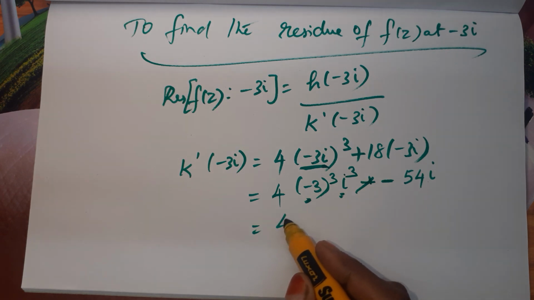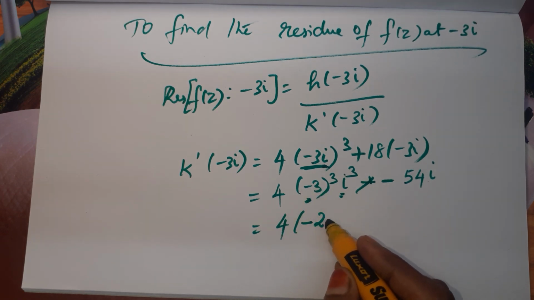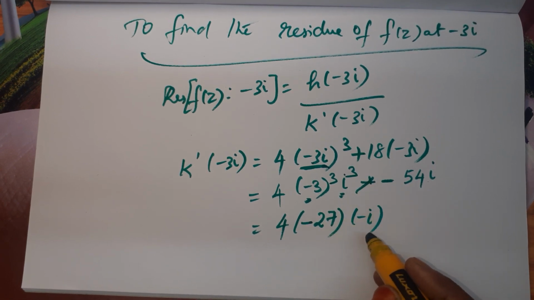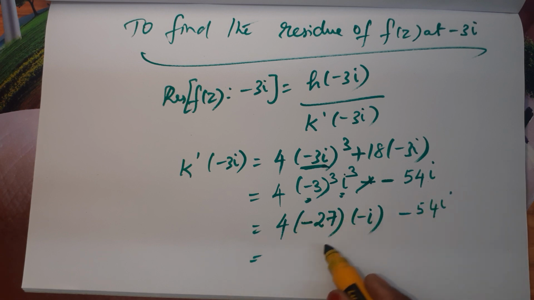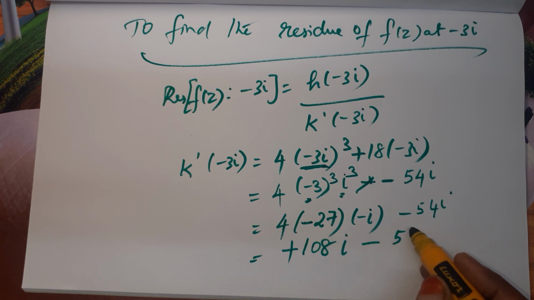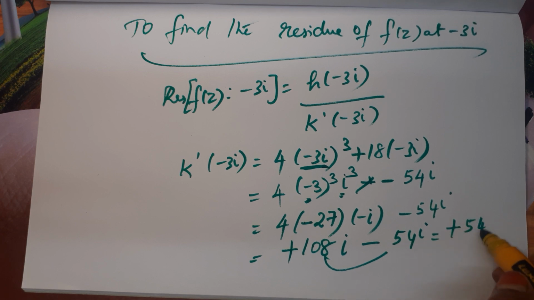Okay. Which is equal to, minus term the whole power 3 means that term will be in minus sign. Am I right? So 4 into minus 3 cube is 27. i cube is minus i. Already I told you, no, minus i minus 54i. Minus into minus is plus. This is 108 with the positive sign. 108i minus 54i, when we add, we are getting plus 54i here.